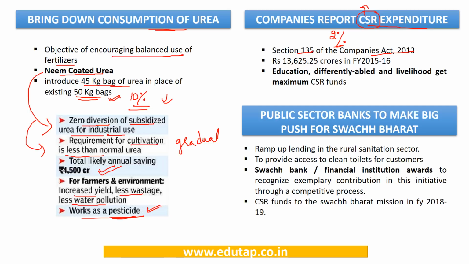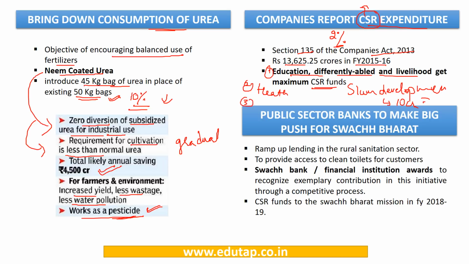activities via CSR expenditure. And for the financial year 2015-16, about 13,625 crore rupees have been collected via different companies for CSR expenditure. Among the different categories for which these funds are to be utilized, education, differently abled and livelihood got the maximum CSR funds. However, slum development got the lowest funds, about just 10 crore in this particular financial year. The second position was held by the health sector, including eradicating hunger, poverty and malnutrition, including safe drinking water and sanitation.